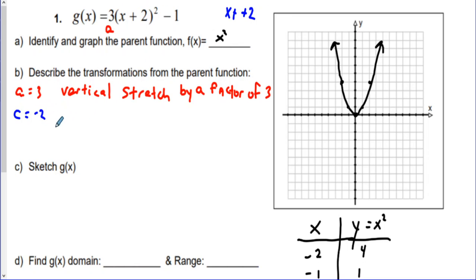This thing's job is to move it to the left, and it's going to move it to the left by 2 units. Left by 2 units.